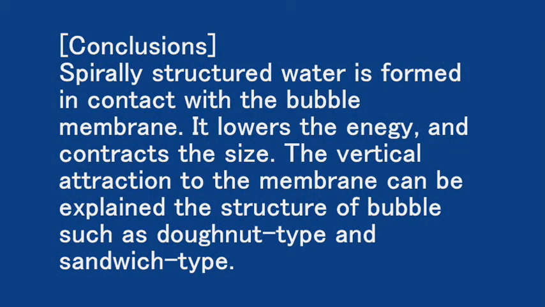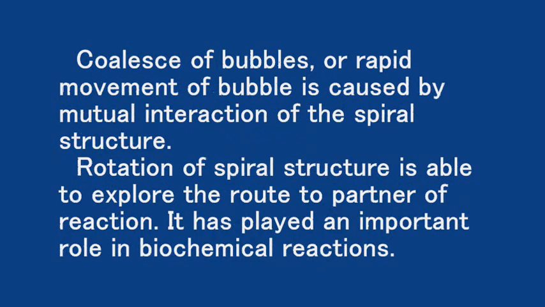Conclusions. The spirally structured water will be formed in contact with the bubble membrane. It lowers the energy and contracts the size. The vertical attraction to the membrane of each bubble can be explained with the structure of the bubble, such as the doughnut type and sandwich type. A coalescence of bubbles, or rapid movement of a bubble, is caused by mutual interaction of the spiral structure. A rotation of the spiral structure of water is able to explore the route to the partner of reaction. It has played an important role in biochemical reactions.